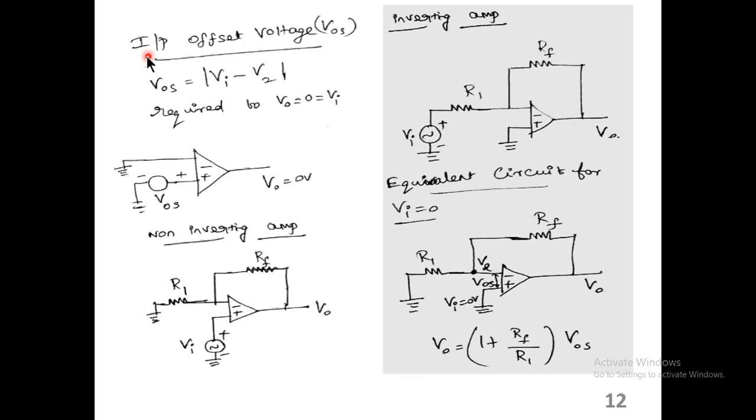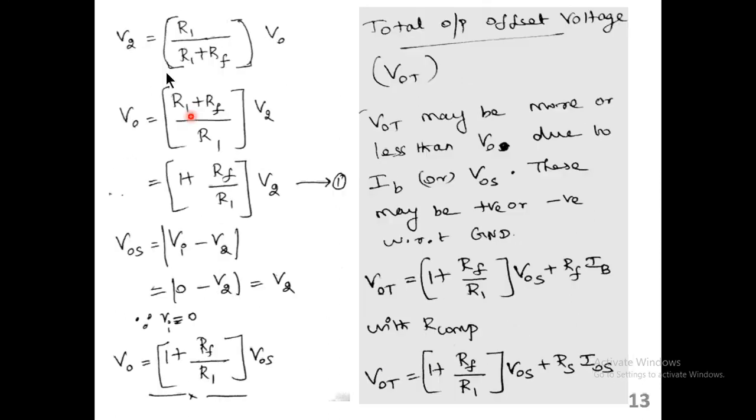Next characteristic, input offset voltage VOS, is equal to the modulus of V1 minus V2. We can use either an inverting amplifier or a non-inverting amplifier. This is an equivalent circuit for an inverting amplifier with Vi equal to 0. By doing the analysis, we get V0 equal to 1 plus RF divided by R1 into VOS. The total output voltage, with the compensation resistor value, VOT, is equal to 1 plus RF divided by R1 into VOS plus RS into IOS.